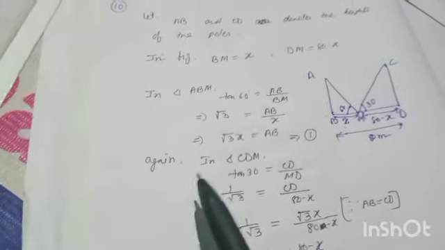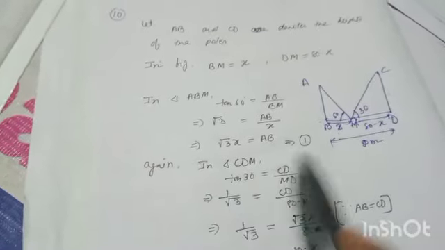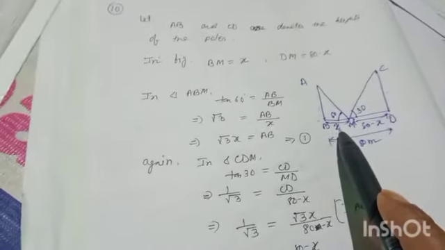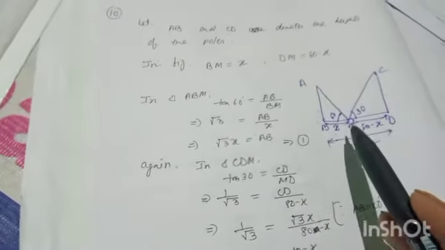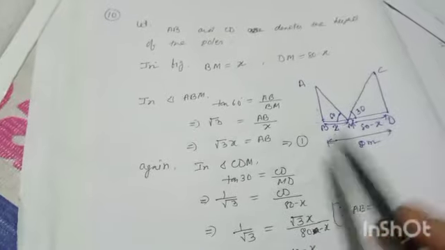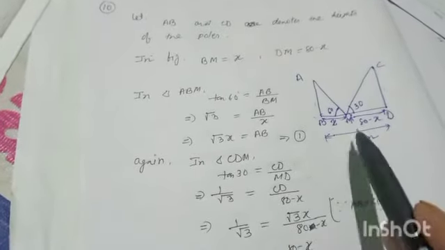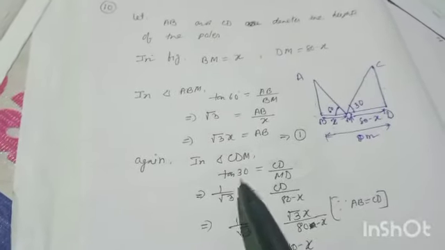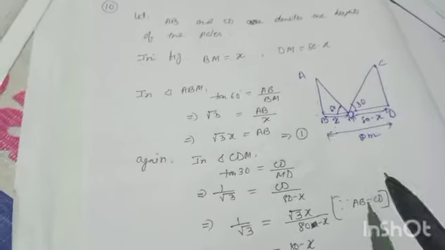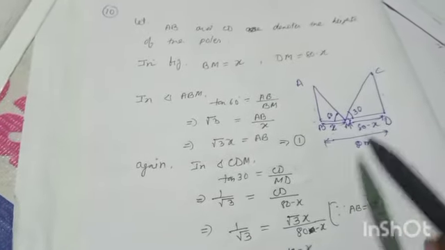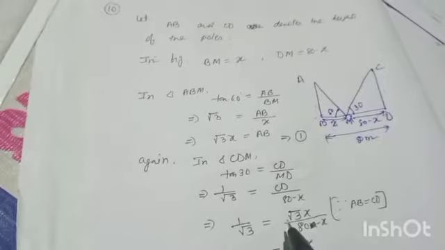Next, also in triangle CDM, if you use tan 30, then P by B, here P is CD and B is MD. Now put the values. Tan 30 is 1 by root 3, equal to CD by MD, and the value of MD is 80 minus X.